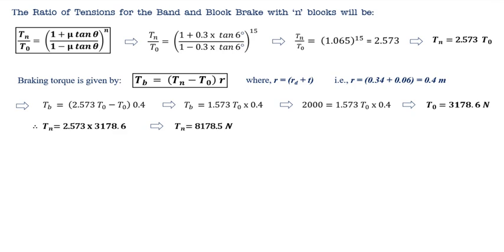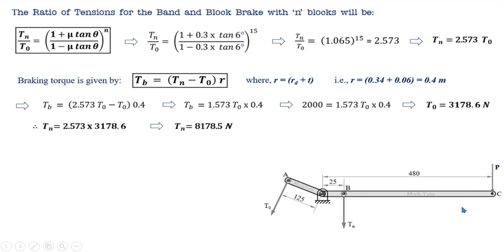So, as discussed in the previous lecture, the force P can be found by considering the free body diagram of the lever and taking the moments of the forces acting on the lever about the fulcrum point. So let's see the free body diagram of the lever. This is the free body diagram for the given configuration of the band and block brake with the drum rotating in the clockwise direction. As the drum is rotating in the clockwise direction, forces acting on the brake lever are P, T0 and Tn.